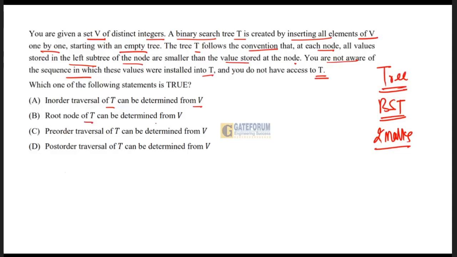Root node T can be determined from V. Pre-order traversal can be determined from V, and post-order can be determined from V. We are not aware of all the elements of V. We only know that it is a BST.